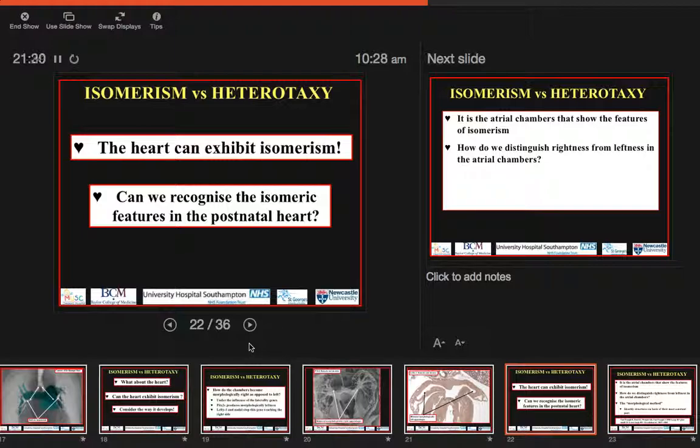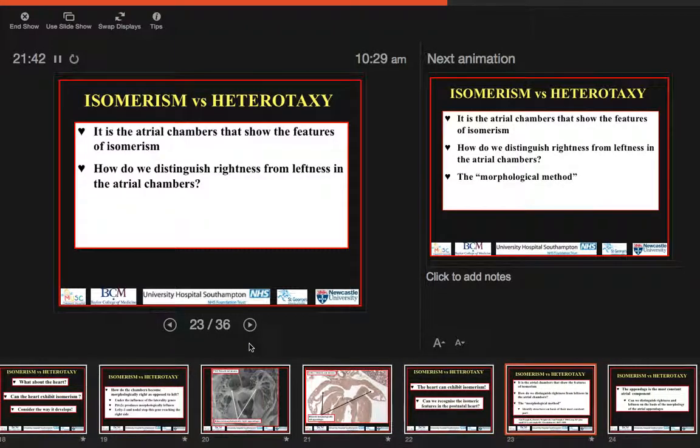So although we can see isomerism in the mouse heart, and I think the evidence shows you that for sure isomerism exists, can we see it in the postnatal heart? That has been the big bone of contention. But fortunately, it is the atrial chambers that show the features of isomerism, as we've seen in that mouse heart. So how do we distinguish leftness and rightness in the atrial chambers?